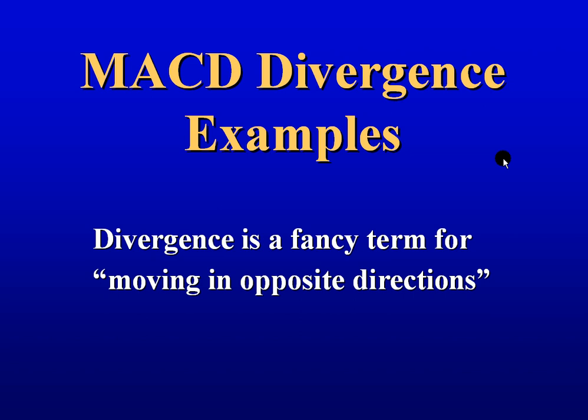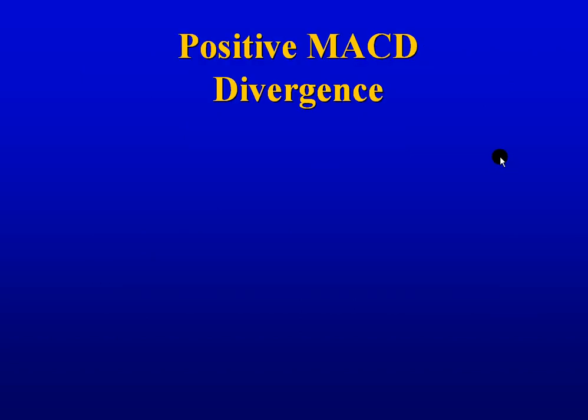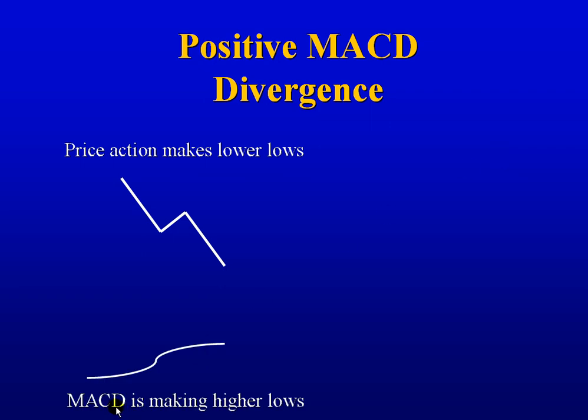So we're looking at MACD divergence examples, and divergence is simply a fancy term for moving in opposite directions. A positive MACD divergence is when price action is making lower lows, or the trend is moving lower, but MACD is making higher lows. If price action is making lower lows and MACD is making higher lows, then we anticipate at some stage that an up price move may start to take place.